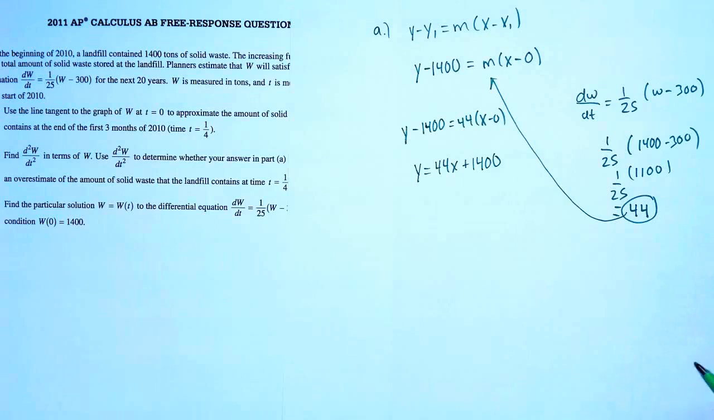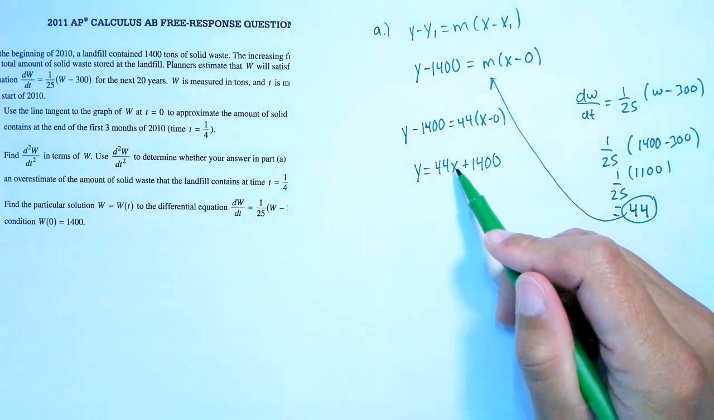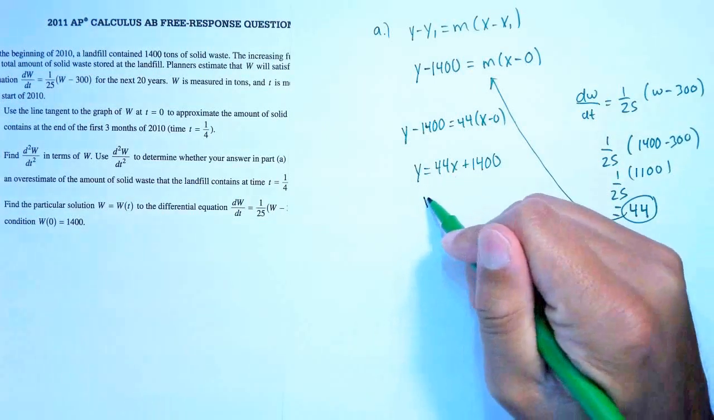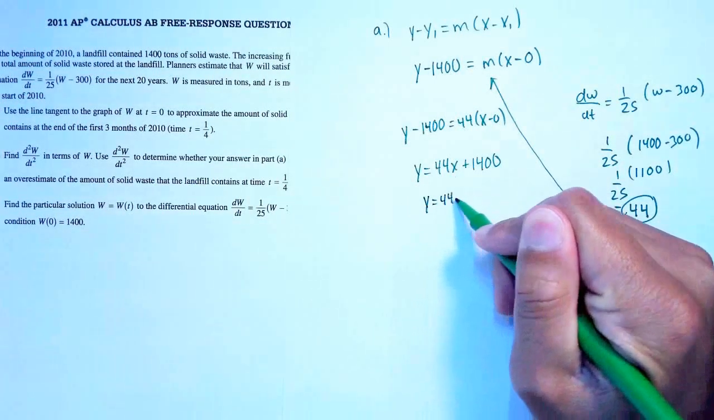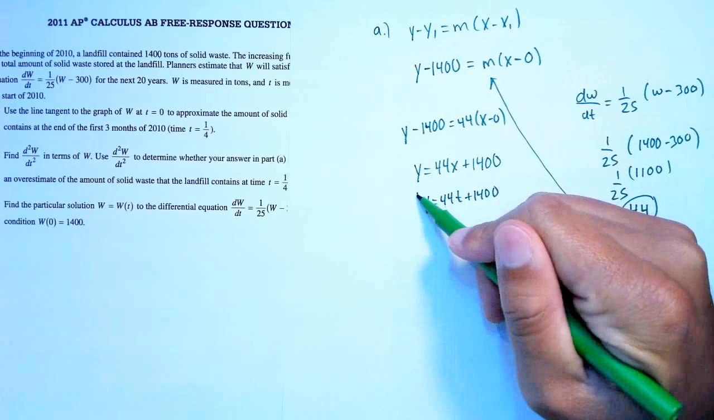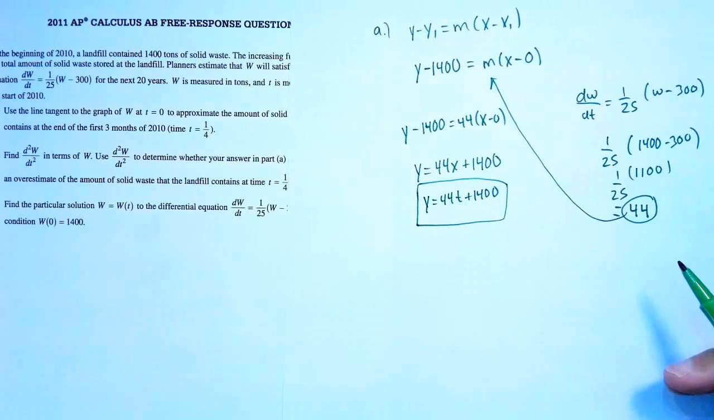Now the only thing you need to understand is they were telling you at time t. So I don't really want to have an x. So I'll change this to make this y equals 44t plus 1,400. So it makes a little bit more sense. Okay, so that right there is my tangent line. Now the next part of the question is that they want us to approximate at the first 3 months. And they told you at time t equals 1/4 because remember, t is in years.